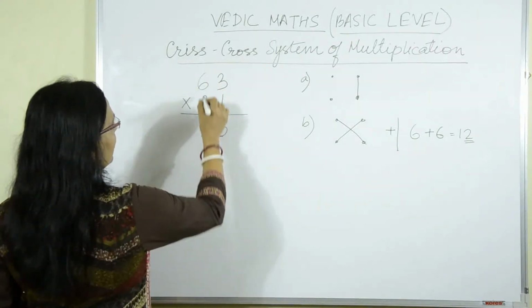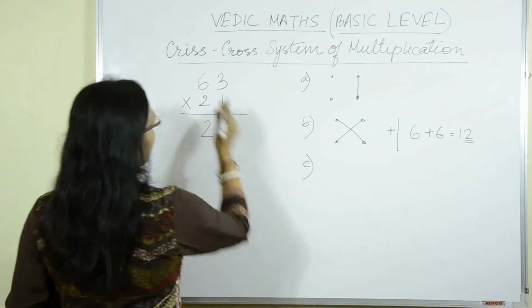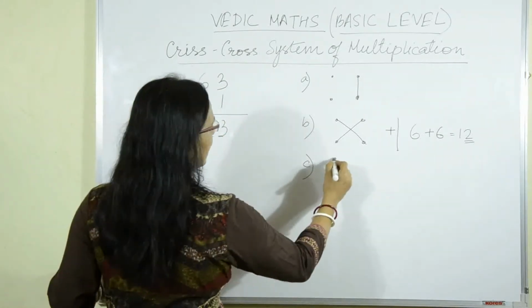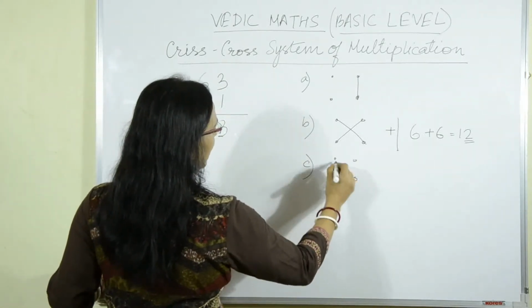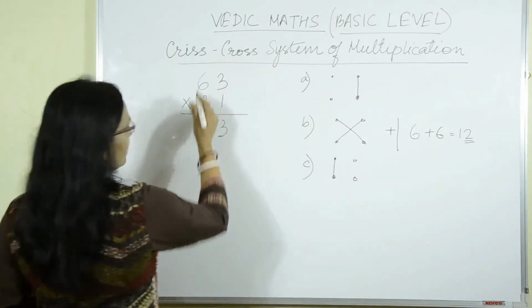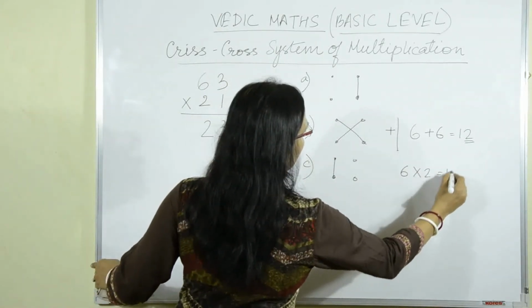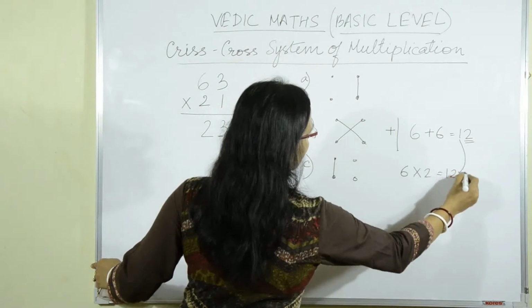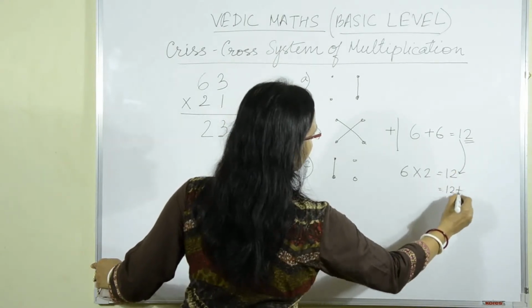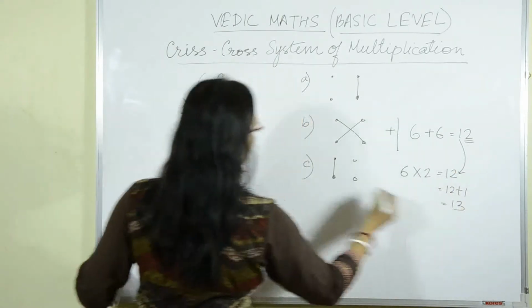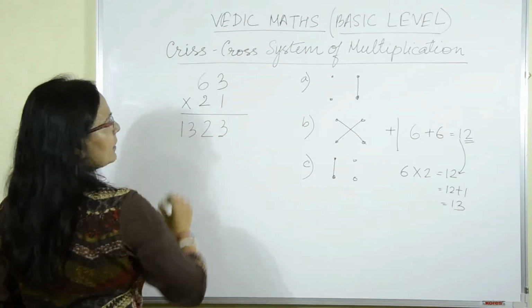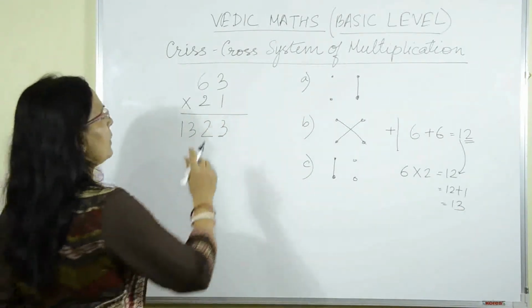And then I multiply the last, in the left hand side. These are the numbers. I multiply this. These numbers here are 6 into 2, that is 12. And with this one that comes here, it becomes 12 plus 1, that is 13. So this is 13.